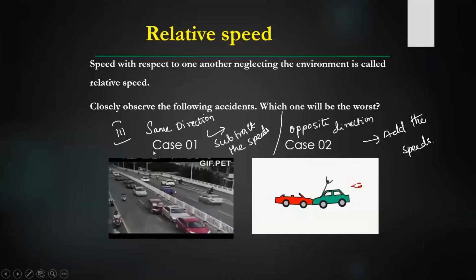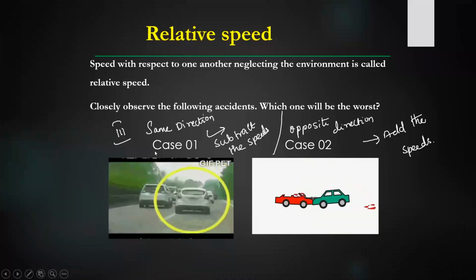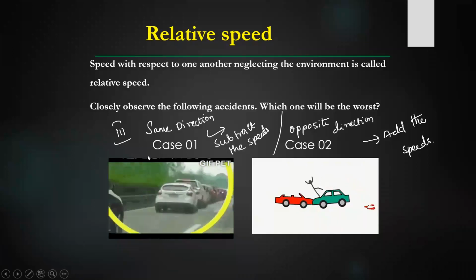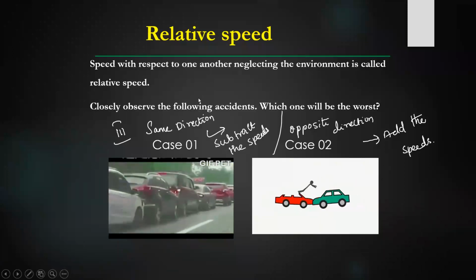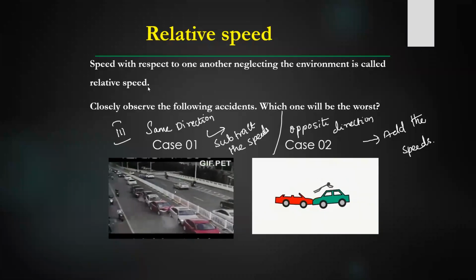For example, if I'm traveling at 80 km per hour and you are at 90 km per hour, overtaking. Overtake means same direction. If you overtake me, then we will say only the difference. My speed is 80, your speed is 90. You overtook me. That means 10 km difference. If I increase 10 km per hour speed, I will reach you, right? So if it is the same direction, you take the difference.